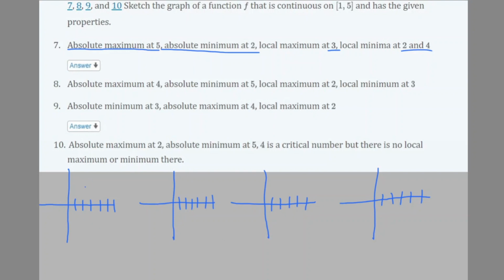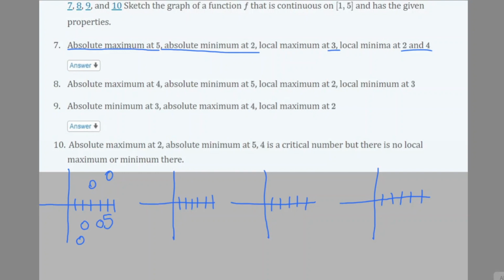So first, what we should do is just plot points that describe those conditions, and then we can just connect them through a correct concaving graph. So we have an absolute maximum at 5. X equals 5 would be right here. Let's put the maximum right here. And then we have a minimum at x equals 2, so we could put the absolute minimum right here. And then we have a local maximum at 3, so 3 is going to be right here. So let's put the maximum right there. And then we have a minimum at 2 and 4, so we're going to have a local minimum there and a local minimum right there.